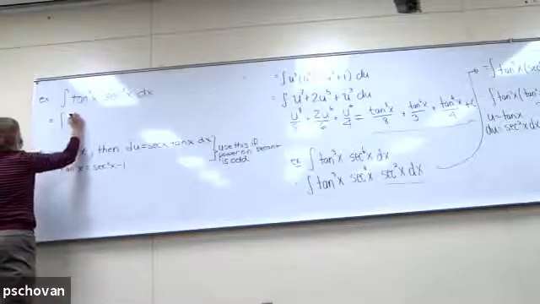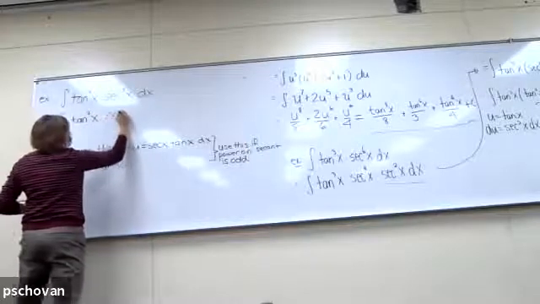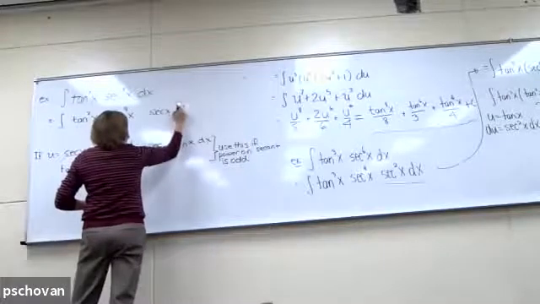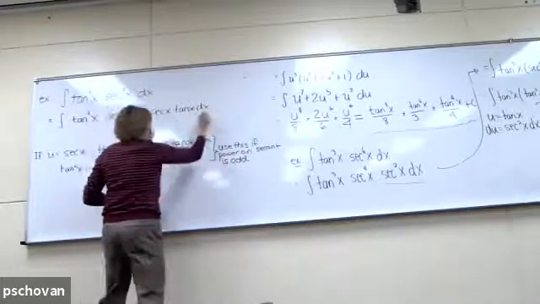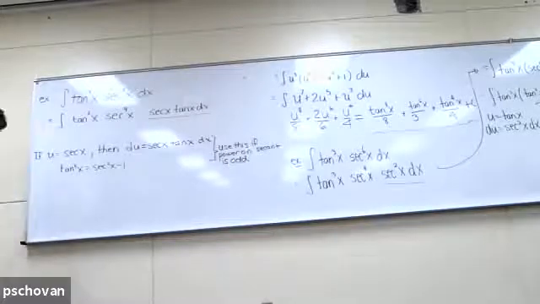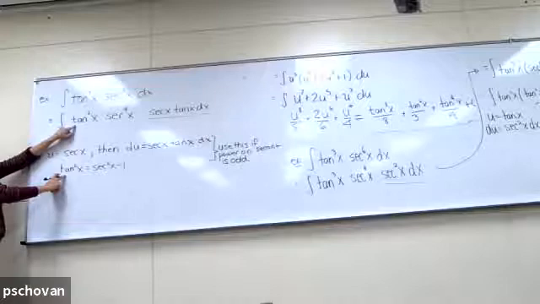Pull out a secant tangent. That's going to leave me a tangent squared and a secant to the 4. And we're saving this here as our du. When you underline it, that tells you I need everything else to the left of that to be entirely in terms of secant. So to get this in terms of secant, we substitute tangent squared with secant squared minus 1.